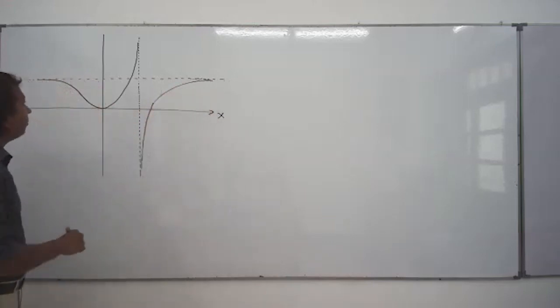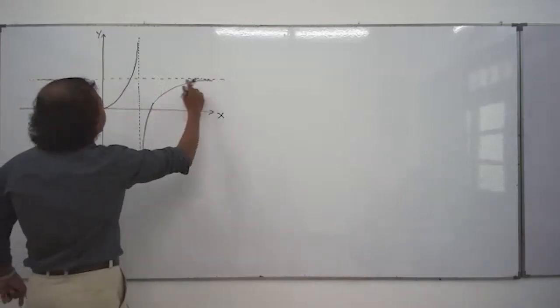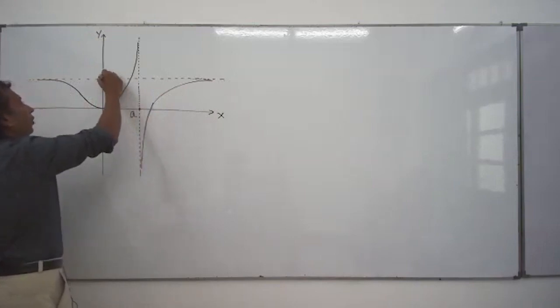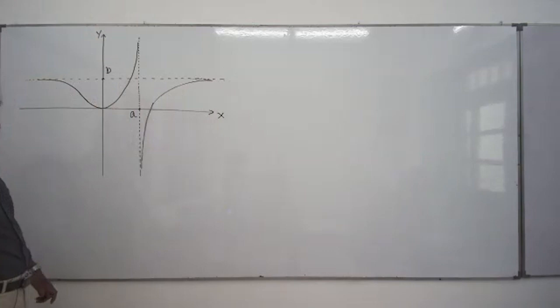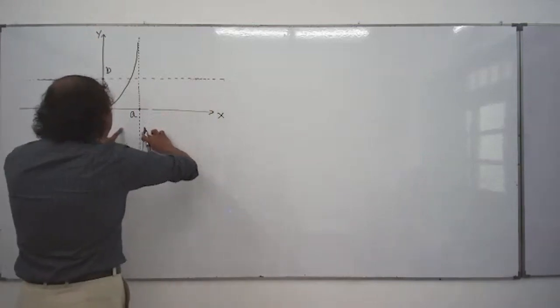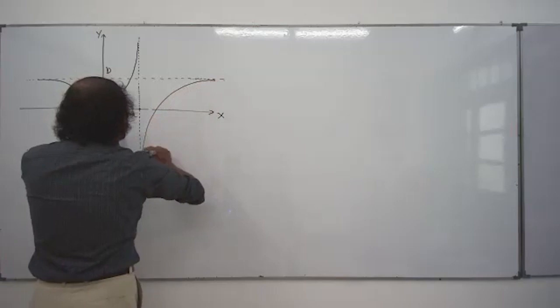Okay. This is the y-axis. This is the x-axis. I'll take this x coordinate as A. Here the y coordinate is B. People, when you consider this graph, some properties you can see in the graph.